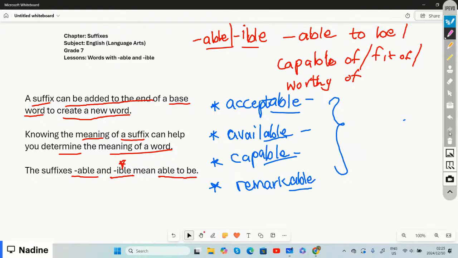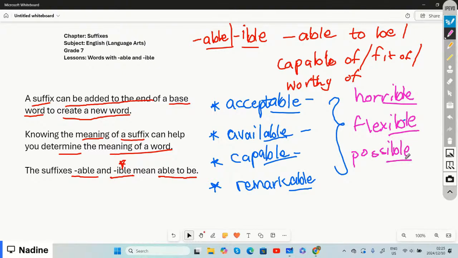All right. So if we look at a few words with the ending able, we can then say horrible. There we have the word able. It is either being flexible, you are flexible, or we can say it is possible. So these are but a few words that we mainly still use.